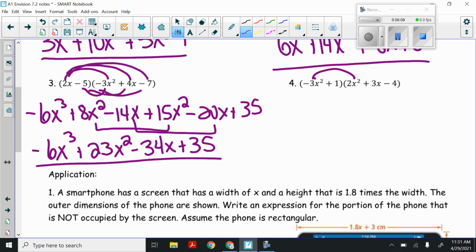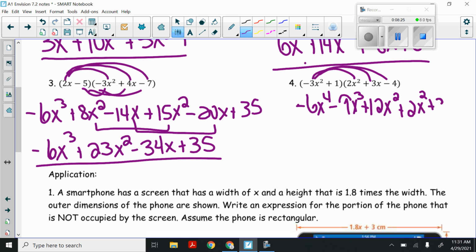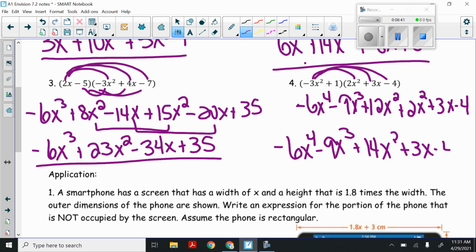So distribute the negative 3x squared. We get negative 6x to the 4th minus 9x cubed plus 12x squared. Now I distribute the 1, so I get plus 2x squared plus 3x minus 4. Combine like terms: negative 6x to the 4th minus 9x cubed plus 14x squared plus 3x minus 4.